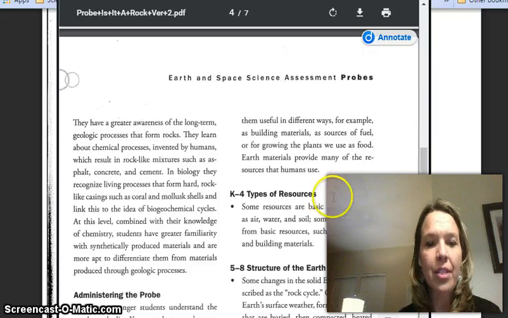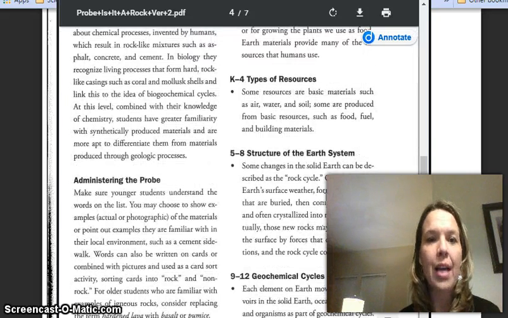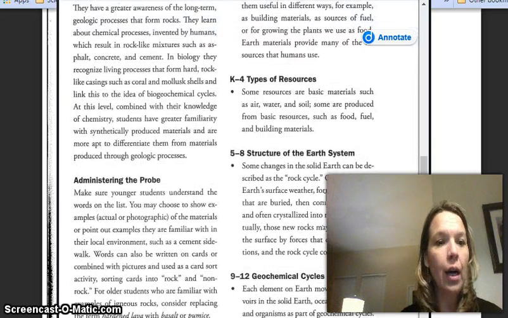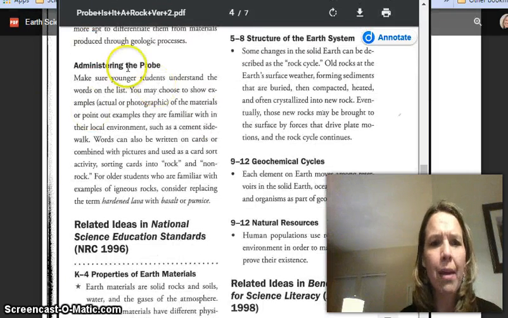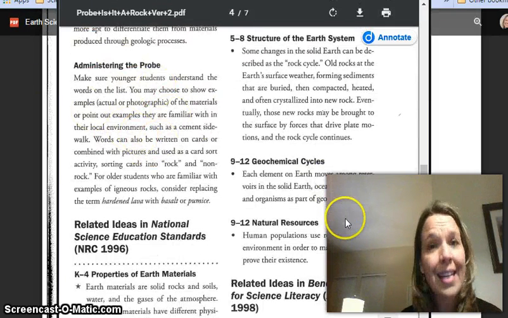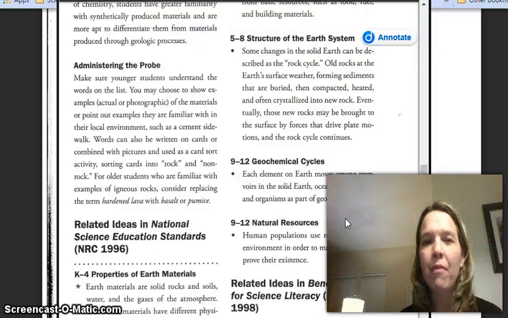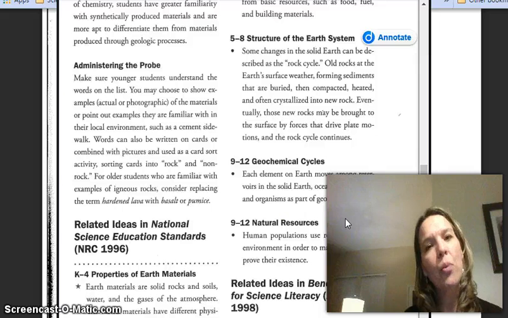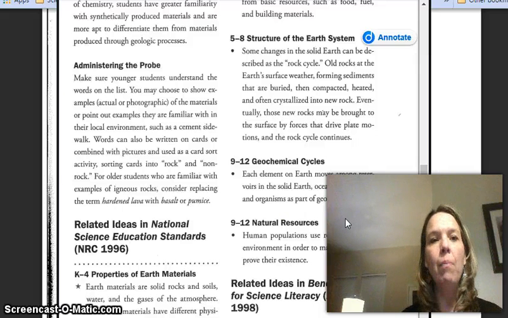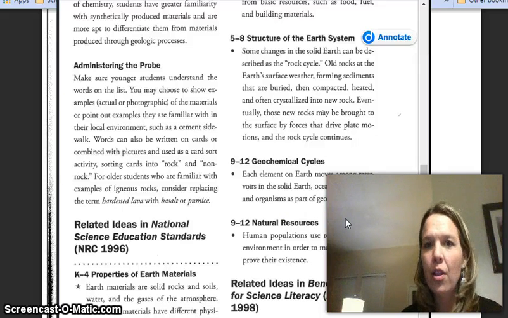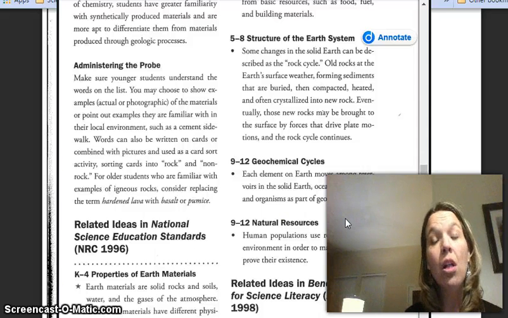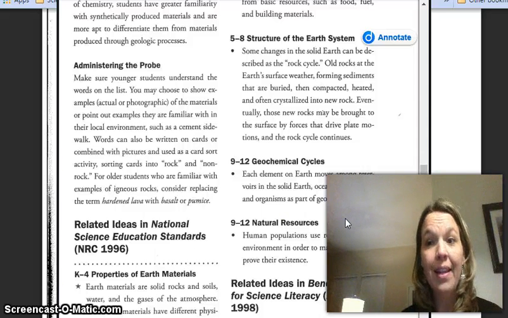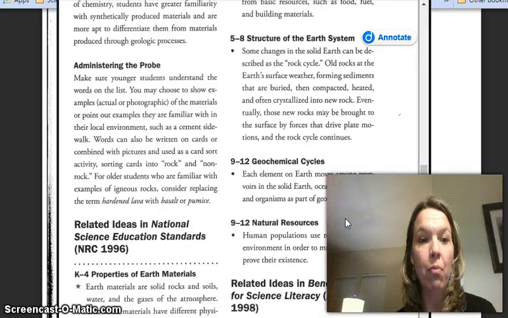There's some other additional information within this probe, types of resources. How do you administer the probe? Making sure young students understand the words on the list. That word bank helps, but if they don't really understand what the word is, they've never seen it before, it makes it hard. Especially with your ELL students, doing some activities that involve the vocabulary, especially if they've never seen it before, and having those words around either on an interactive word wall or something that you put in their notebook that they can reference, that is all very important.